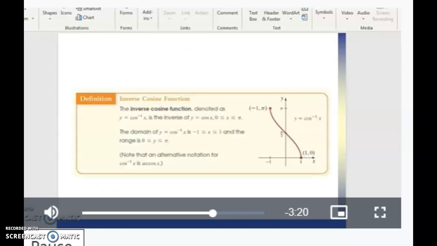Graph of the inverse cosine function. Again, this is just additional information, not required.